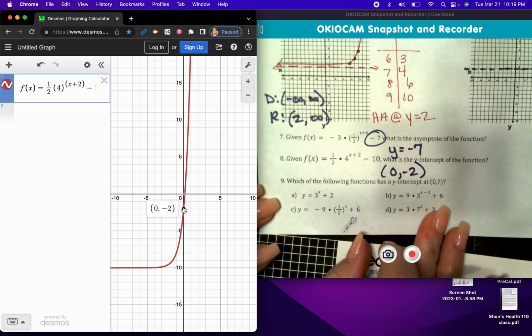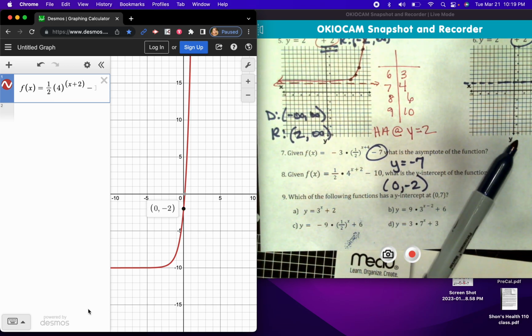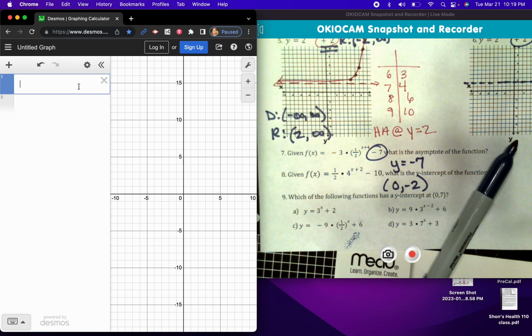And then lastly, for question 9, which of the following has a y-intercept at 0, 7? It's multiple choice, so you could type all of them in. 3 to the x. Oops, not typing.